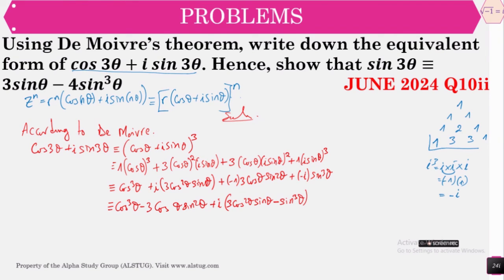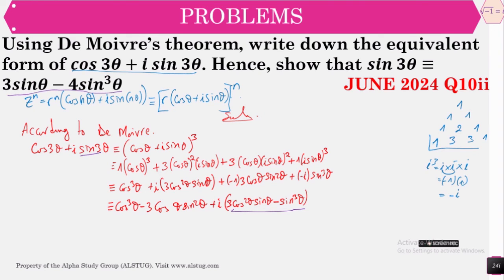Good. Now based on this we do comparison, of course. We will say the imaginary section should be equal to this imaginary section. Remember what we are trying to prove. We're trying to prove that sine 3 theta can be written as 3 sine theta minus 4 sine cubed theta. That's the objective. So this is my sine 3 theta here. So the imaginary sectors should correspond to each other.